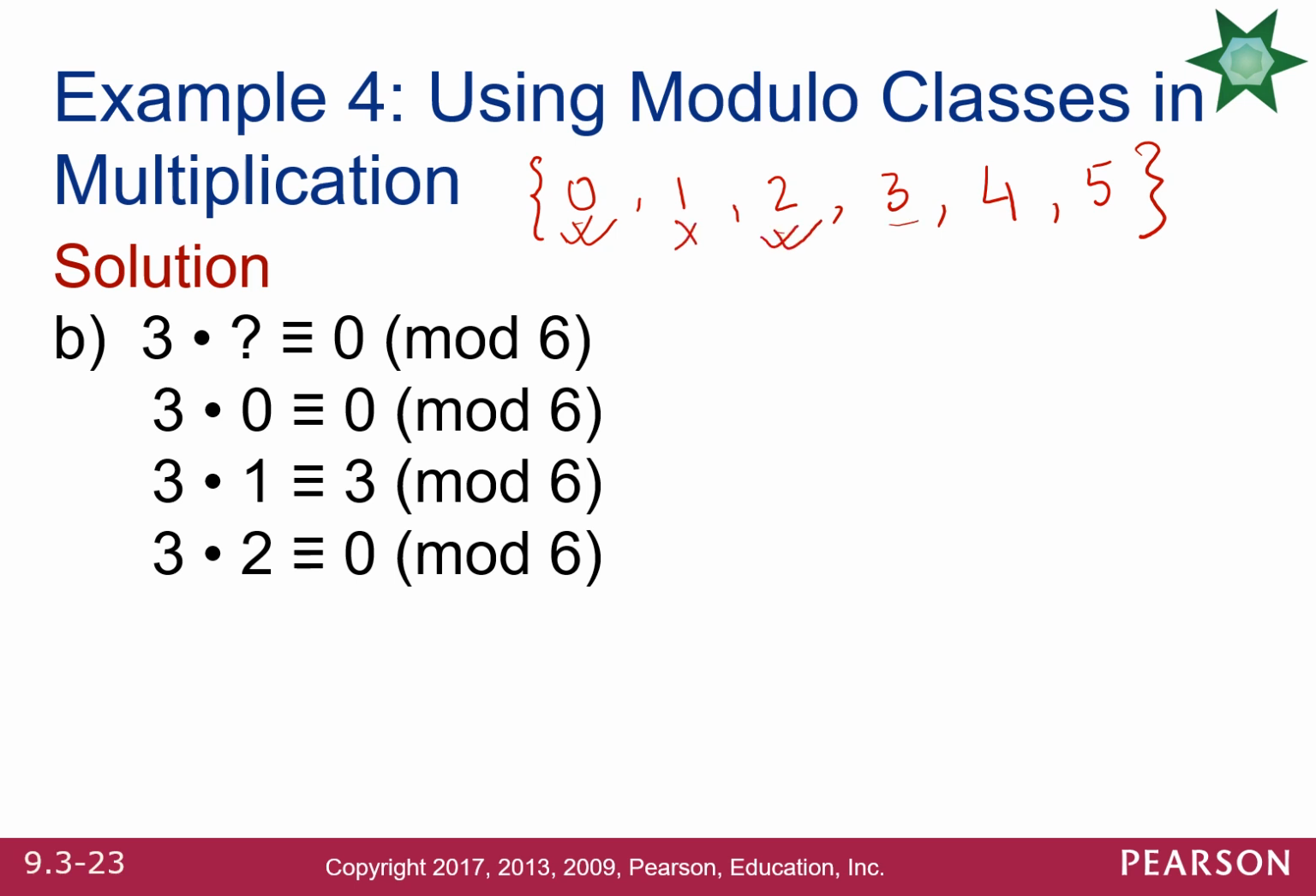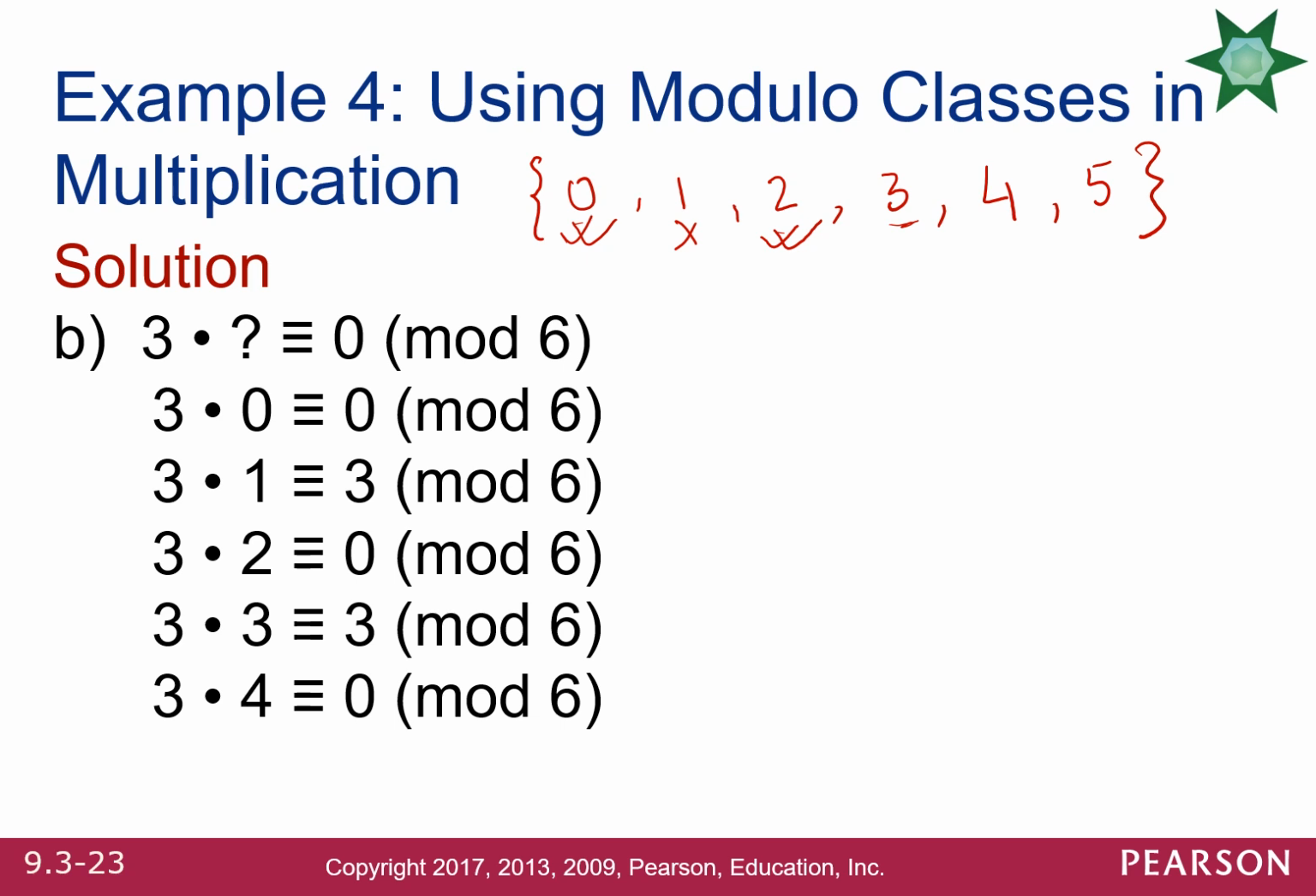Let's try with a 3. 3 times 3 is congruent to 3 mod 6, right? 3 times 3 is a 9. 9 divided by 6 will leave a remainder of 3, correct? So 3 doesn't work. Next is a 4. So let's bring up the 4. 3 times 4 is 12. 12 is congruent to 0 mod 6. So 4 is a solution here. 3 didn't work, but 4 we see is a solution.